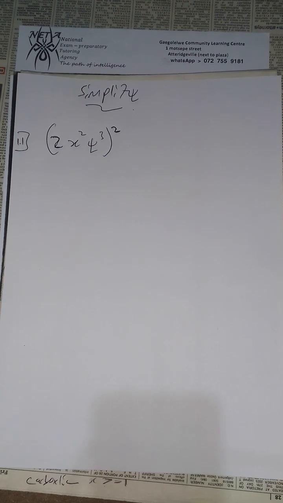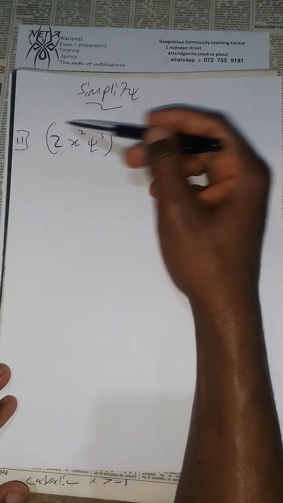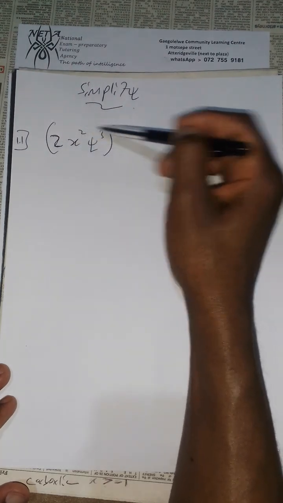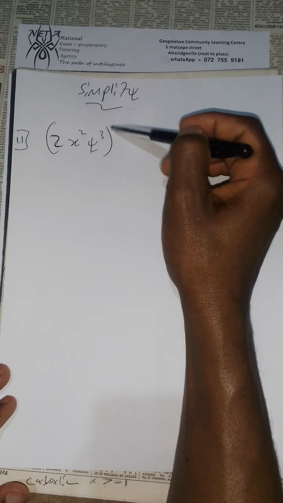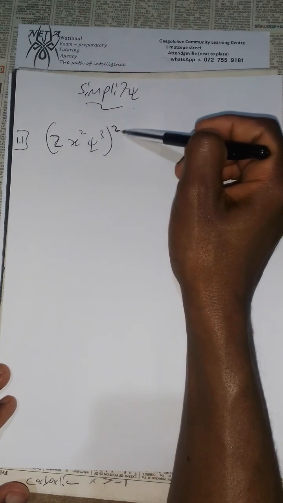Now, let us get into the task at hand. What we have is a simple expression that needs to be simplified. There are two ways that this can be simplified. Because you can see that we have a term inside the brackets, and outside of our brackets we have an exponent of 2.